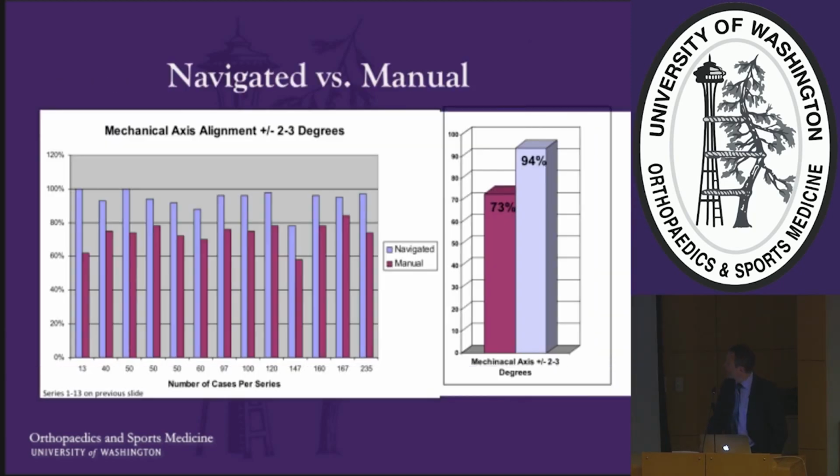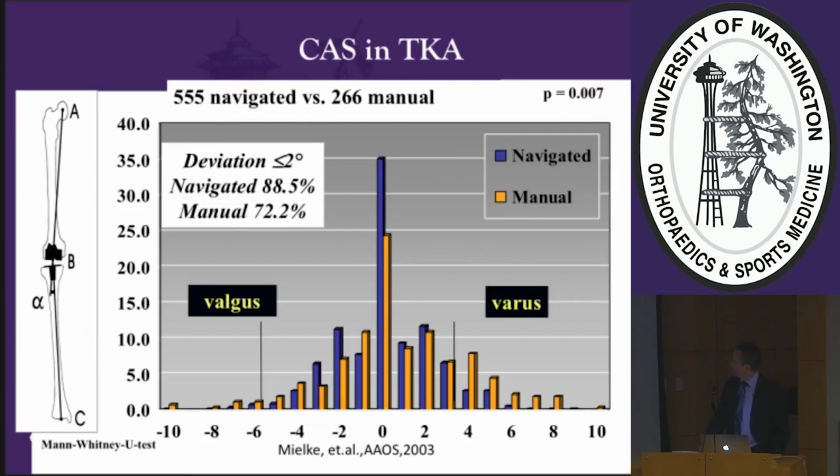And in fact, the overall level of inaccuracy in the frontal plane is about 5 times less with a navigated system, and the number of outliers is dramatically lower, which is important. You want to be in the middle of this bell curve rather than out at the side. So I'm not really going to argue with that.